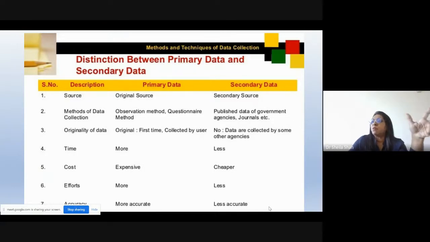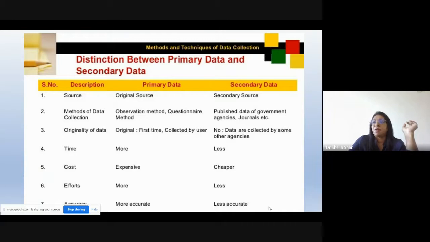You don't have much power over the data, right? Primary data, of course, will take more energy and more time, but secondary data is less time consuming. The last batch that did the research did it on secondary data. You know why? Because due to the pandemic, they could not have access to the patients, so all their research was done based on secondary data.